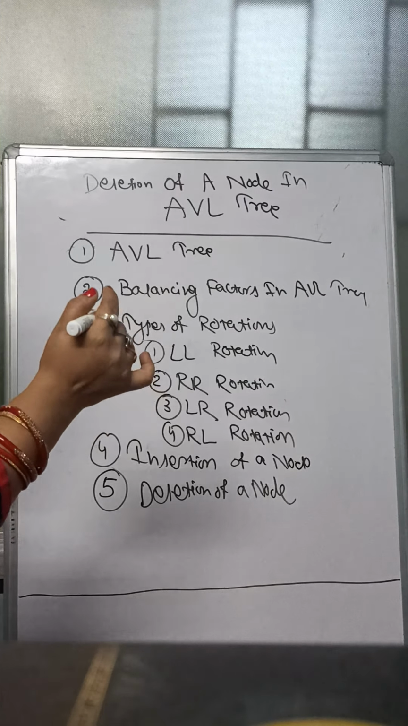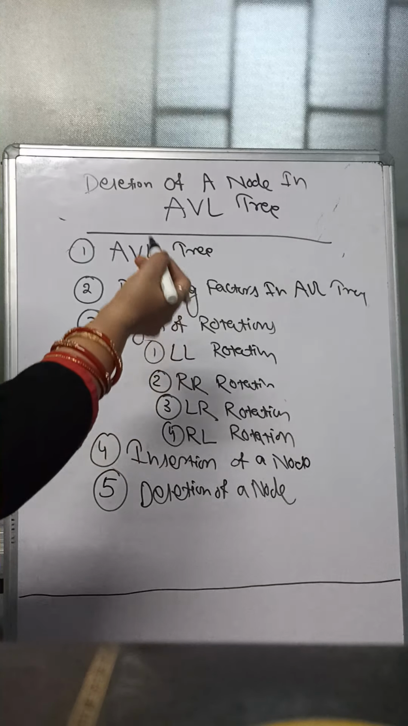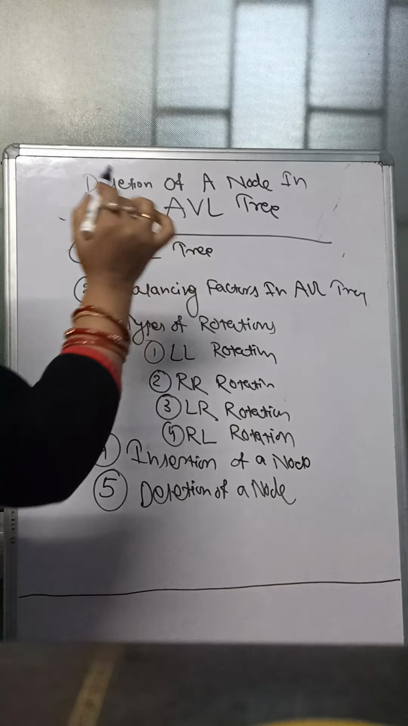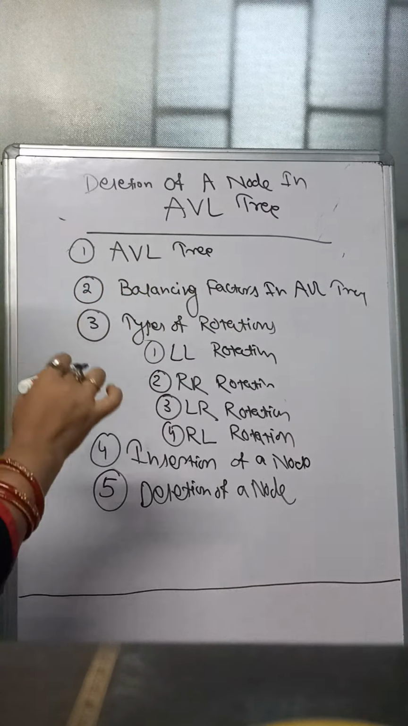Hello students, today we will study deletion of a node in the AVL tree. We have already completed what an AVL tree is and the balancing factor in the AVL tree. When the tree becomes unbalanced, I have to do the rotations. So what are the types of rotations?